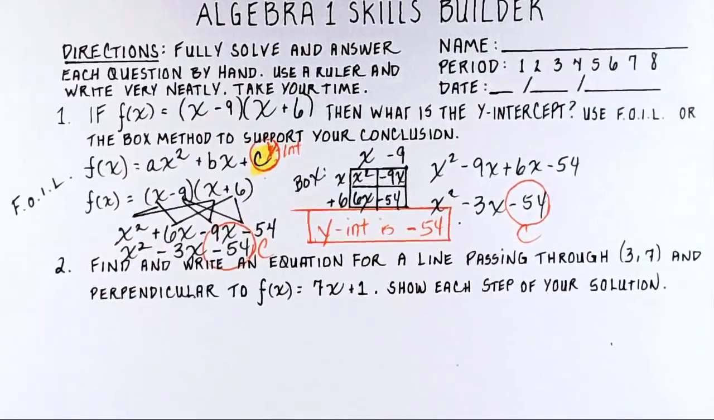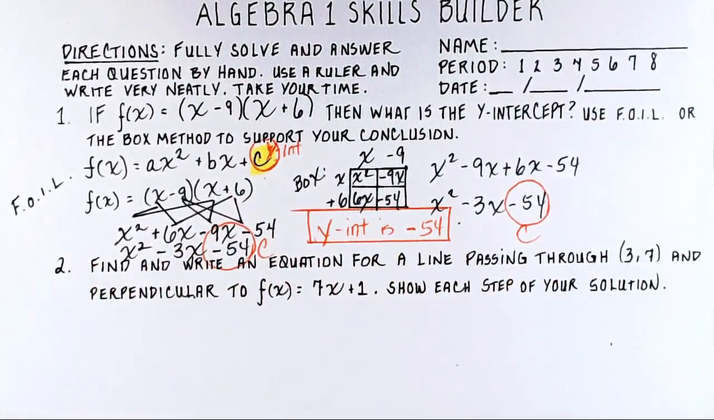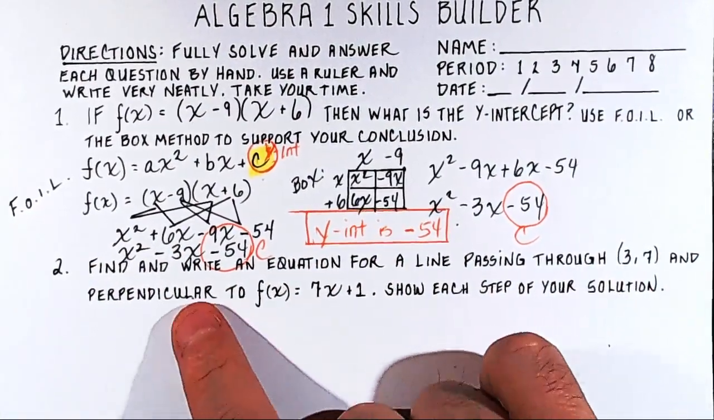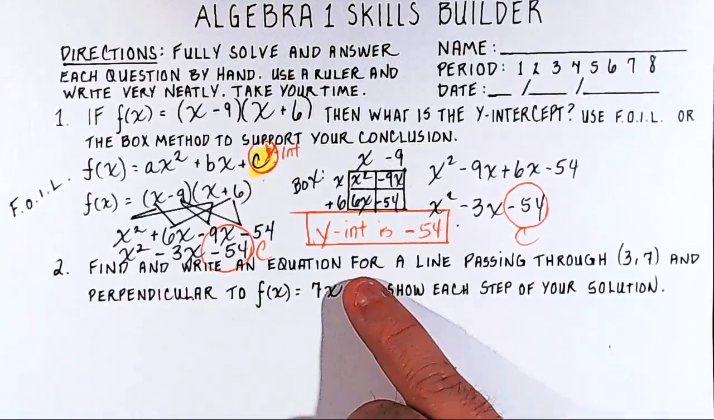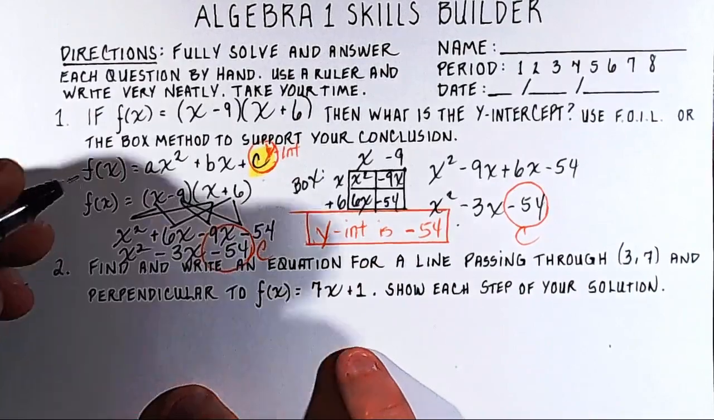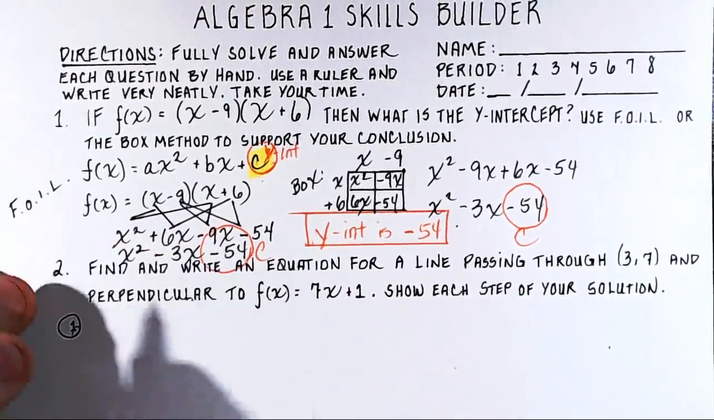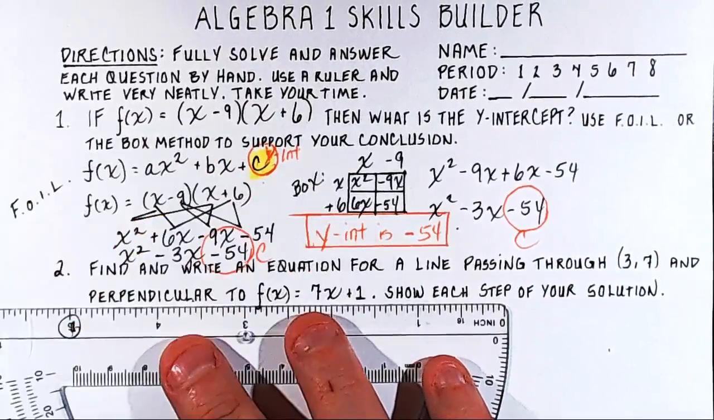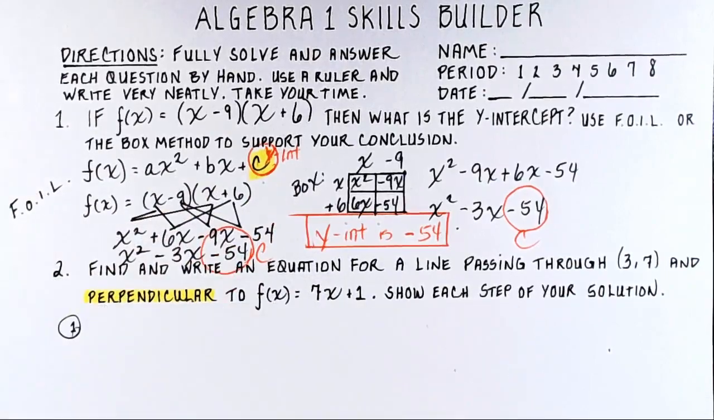Number 2, find and write an equation for a line passing through 3, 7 and perpendicular to f of x equals 7x plus 1. Show each step of your solution. Well, here's the first step. When I see the word perpendicular, I should probably highlight it or underline it or make a note of it. Perpendicular is triggering something in my brain.